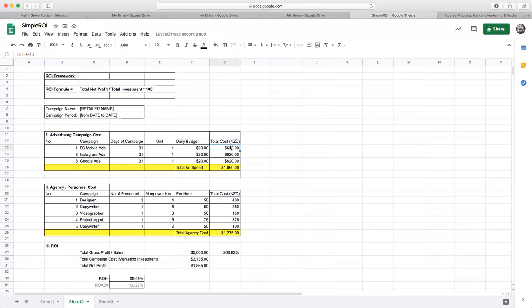So you can see everything is just multiplied. If I change anything here, let's say this campaign is for 62 days, and I just type in 62 here, you'll see everything start to change. Let's say my daily budget was $40 a day. And you can see the ROI changing the whole time as we start getting pretty close to our profit there. If my profit was $10,000, you'll see the ROI change again.